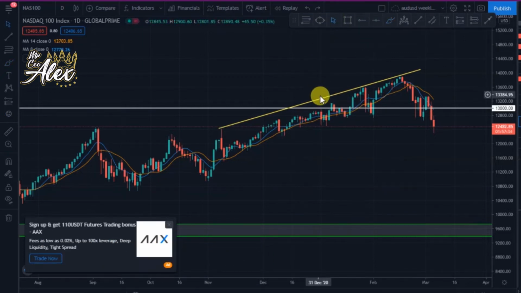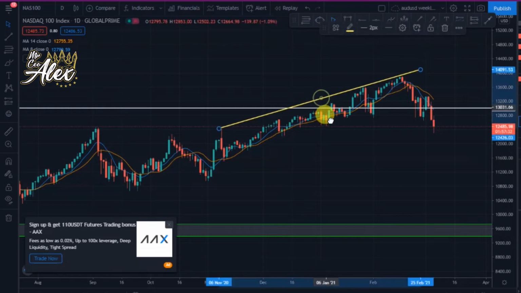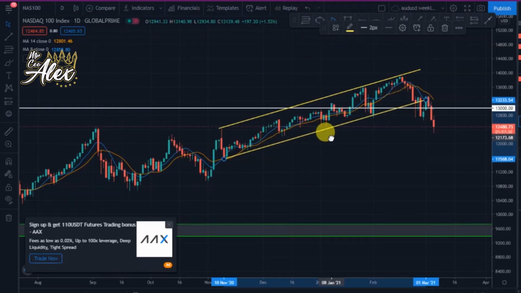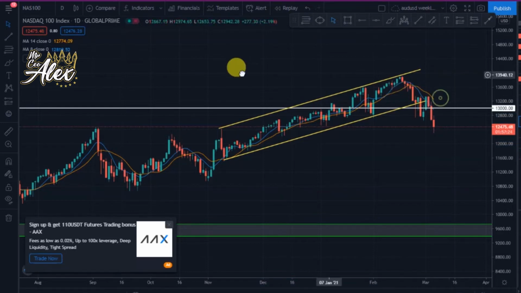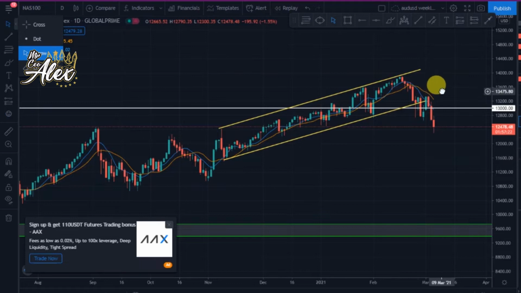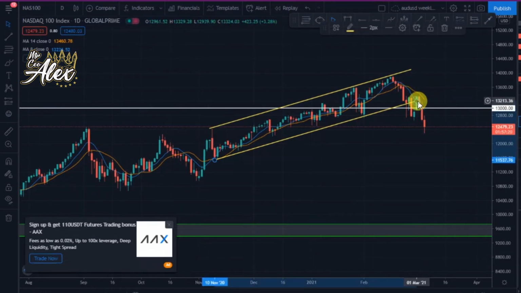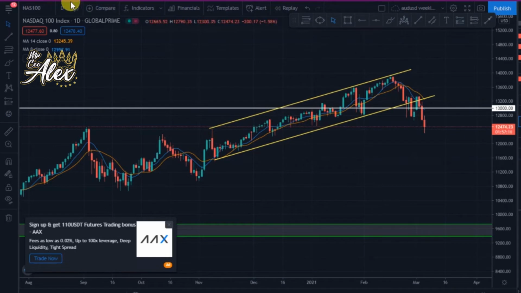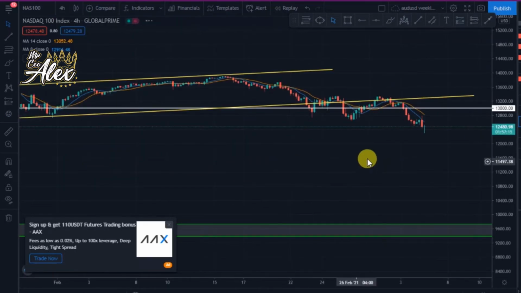If we go here and clone this trend line, we can see that this is the next trend line right there. So let's just jump into the 4-hour time frame to see what exactly price is doing. Hold on, let me just fix my trend line there. All right, perfect. Let's jump into the 4-hour to see what exactly happened.